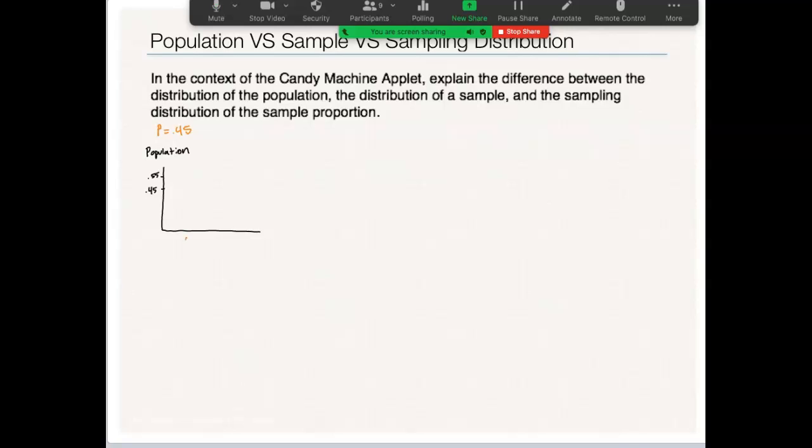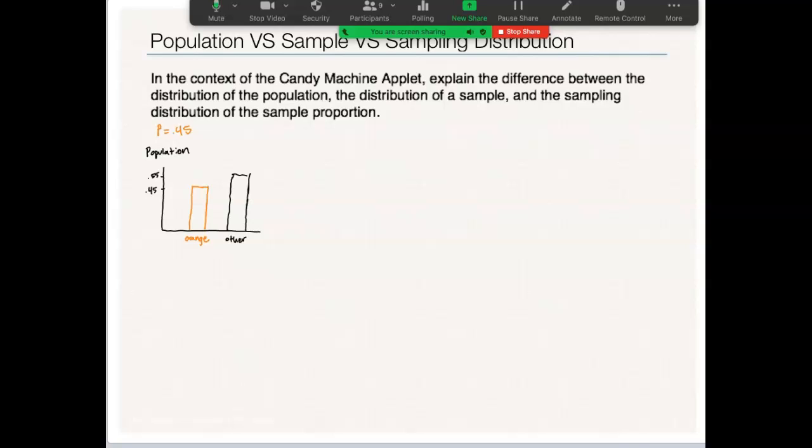And so we would have orange, and that bar would go up to 0.45. And then you would have whatever other colors, and that one would go up to 0.55. That's everything else. And so that's what the distribution of the population of candies would look like. You'd have orange with the true proportion of orange at 0.45, and then every other color makes up 0.55 of the population.